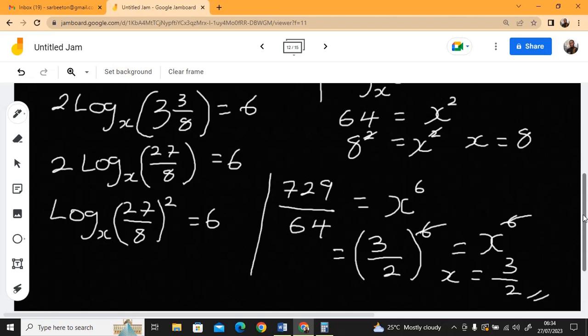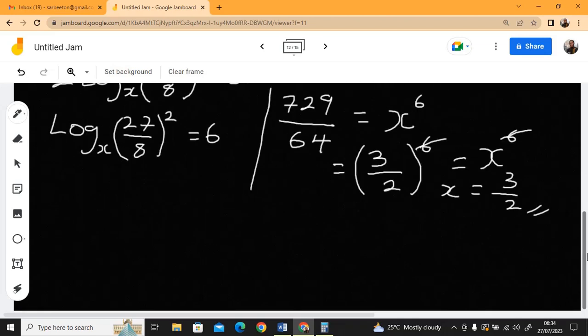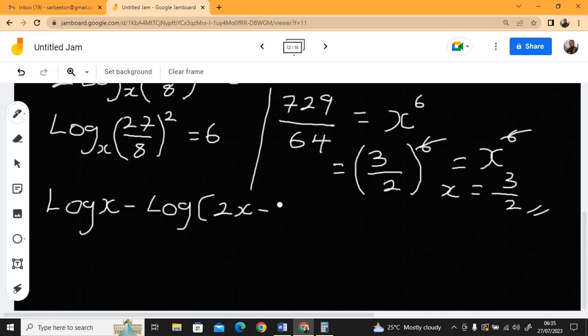So let's look at another one here. This is the last one here. I'm not going to go deep into it. There are still some questions here, but this is just an introduction to it. Now what if you are given something like this: log x minus log, I think this is a y question, 2x minus 1 equals 1.